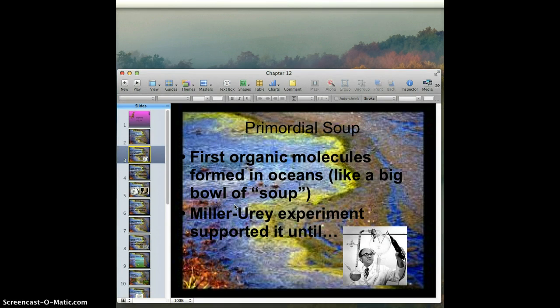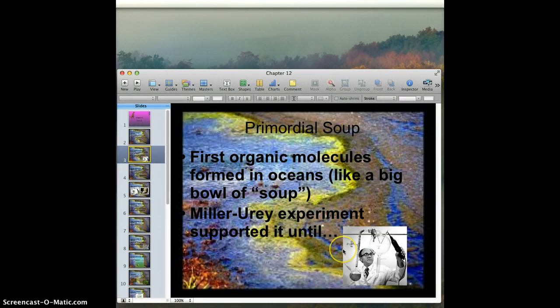So here we go. Many years ago, one of the first ways that we thought biological molecules first formed, the big guys that we talked about in chapter 2, like lipids and carbohydrates and proteins. We had an idea they formed in the oceans, like the ocean was like a big bowl of soup. And Miller and Urey, you can read about these guys in your book.